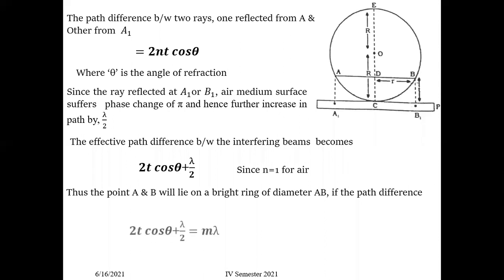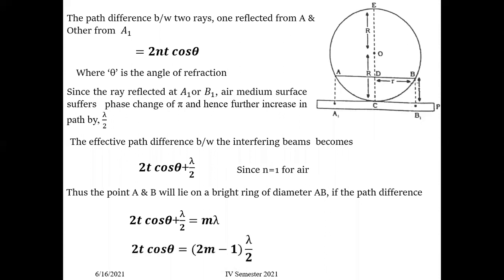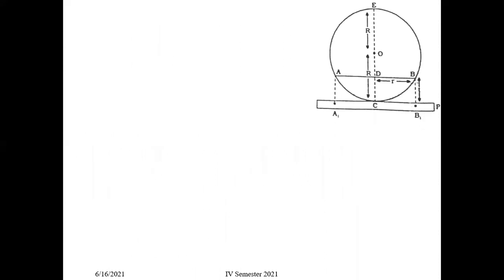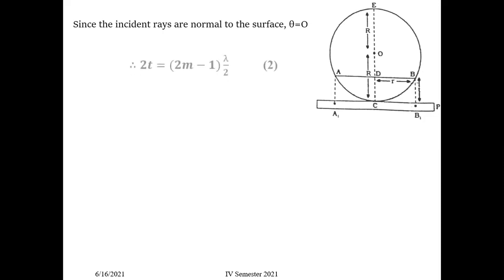That is, 2t cos theta plus lambda by 2 should be equal to m lambda, or 2t cos theta equals m lambda minus lambda by 2. Simplifying, 2t cos theta is equal to (2m minus 1) lambda by 2, right? Since the incident ray is normal to the surface, theta is equal to 0. Therefore, cos 0 is 1, and 2t is equal to (2m minus 1) lambda by 2.